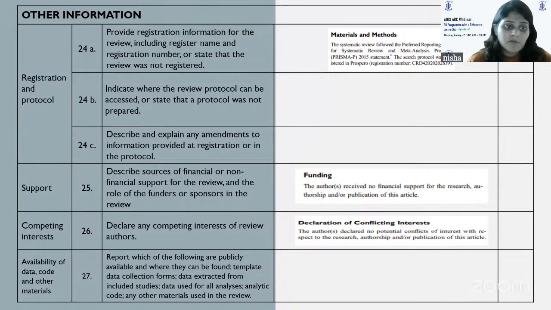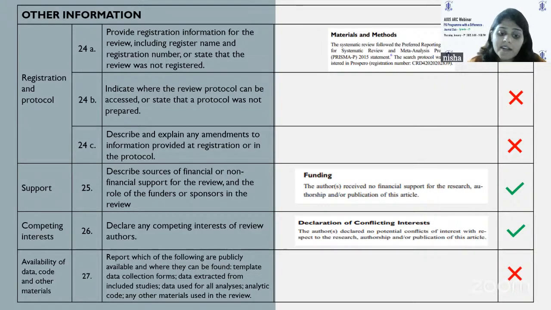Now, coming back to the PRISMA, as far as 24A is concerned, the author had registered the protocol in Prospero, and the registration number was also given. Whether the review protocol can be accessed or not was not mentioned in the study, and whether any amendments were made to the information provided at registration was also not mentioned. The funding and the competing interests have all been mentioned in the study. And finally, whether the data can be accessed publicly, that is, the template for data collection forms, the data extracted, the Excel sheets and the master charts, all this information was not furnished in the study.